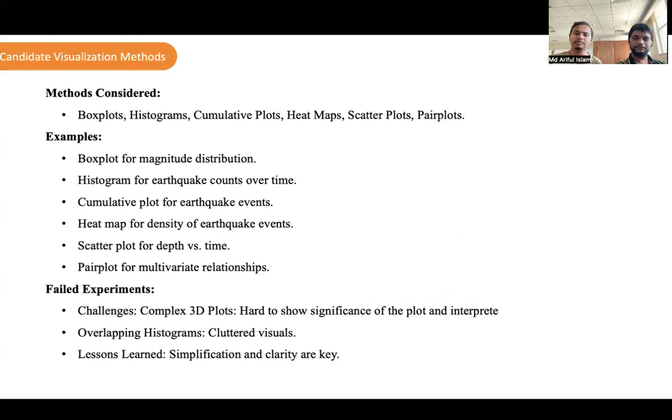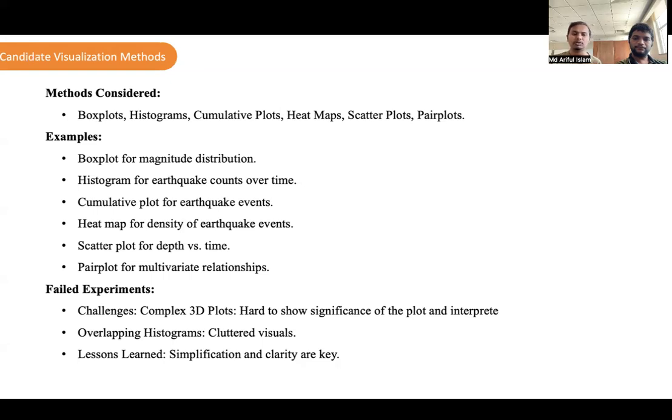We considered quite a few methods that we learned in this course to plot the earthquakes and see any visible patterns, and to compare and contrast both the Japan and Cascadia subduction zones so we can see the differences. We considered box plots, histograms, cumulative plots, heat maps, and pair plots.